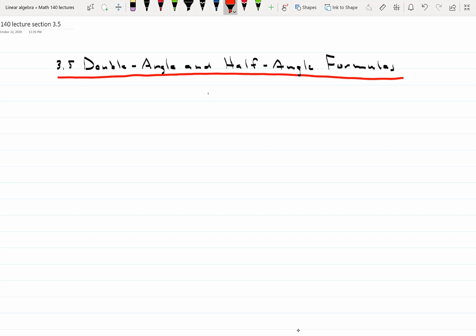In section 3.4, we talked about sum and difference formulas, the top 6 formulas on the second page of the identity sheet. In this segment, we finish up the sheet. We look at the remainder of the formulas.